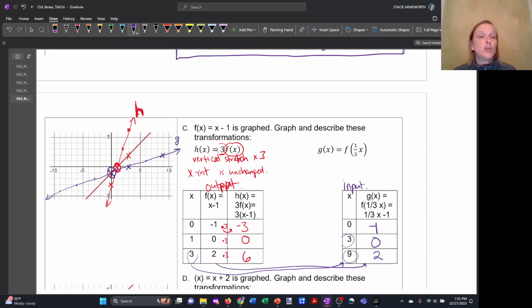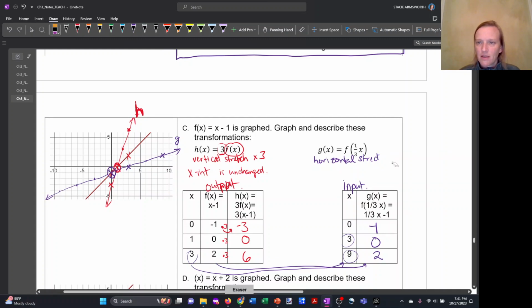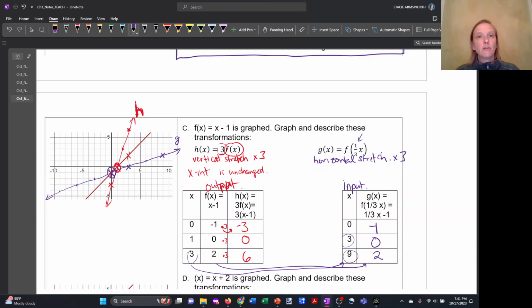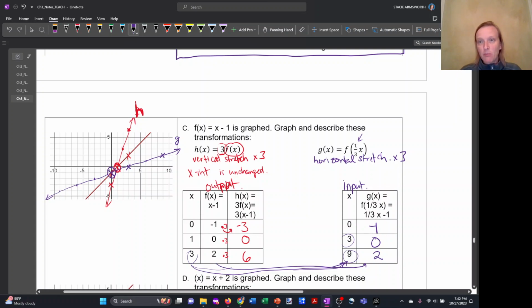And this graph of the g function is a horizontal stretch by a factor of 3. I cannot spell. Stretch by a factor of 3. Now look at that. There's a 1/3 in the function, but the horizontal stretch is by 3. Why is it by 3? Look at what I had to do to my input values to get the original output values. I had to make the input values 3 times as big to get those output values.